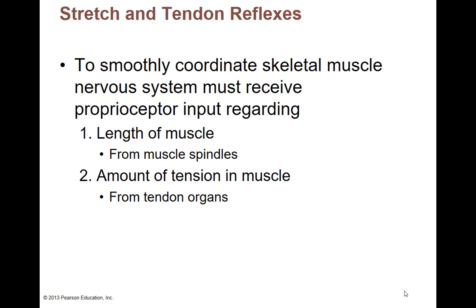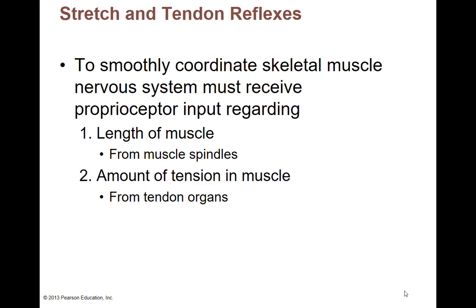Now, the stretch and tendon reflexes. These two are both looking at what's happening to your skeletal muscle. Is the length of the muscle changing, or is the tension on the muscle changing? Now, our body doesn't want the muscles to get too long, and it doesn't want the muscles to get too tight, too taut. You don't want too much tension on it. And so our body tries to do the opposite. Like, if a muscle starts to get too long, what's it going to want to do?